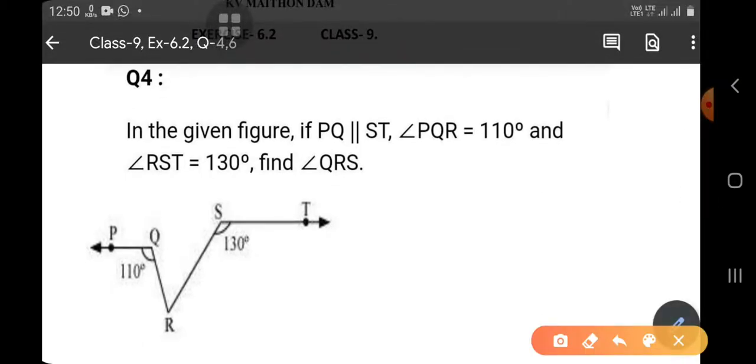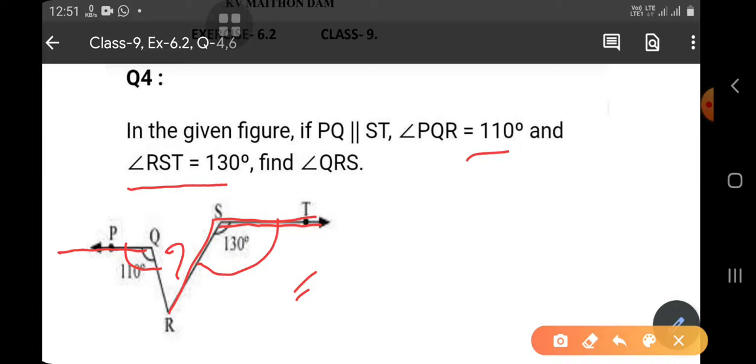It means a figure is given here. Look at this figure. In this figure the line PQ, that means this line, is parallel to ST, that means this line. Both the lines are parallel. Angle PQR, that is this angle, is 110 degree, and another angle, angle RST, this angle, is 130 degree. Then find angle QRS. It means you have to find this angle. This is the unknown angle.